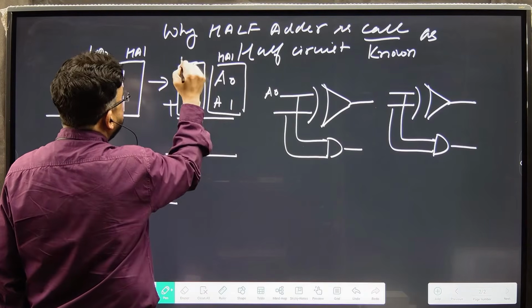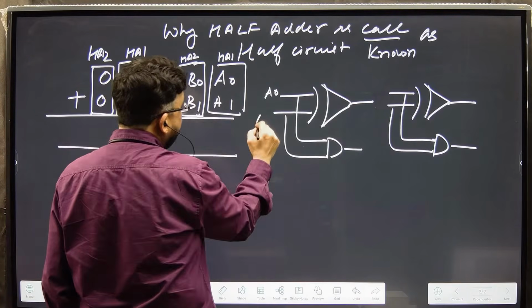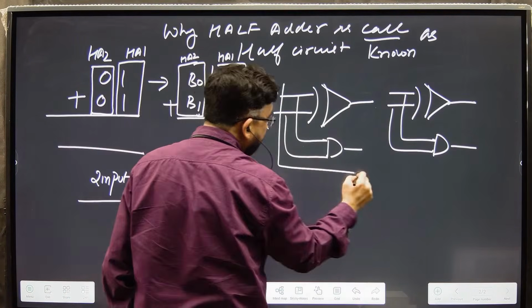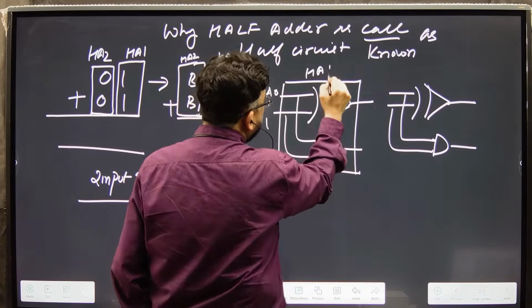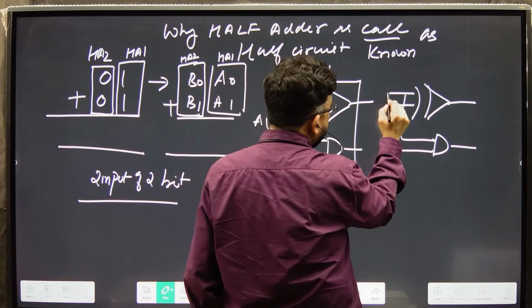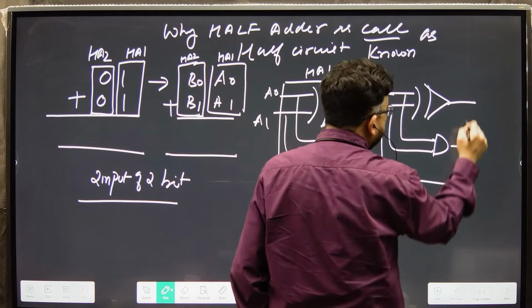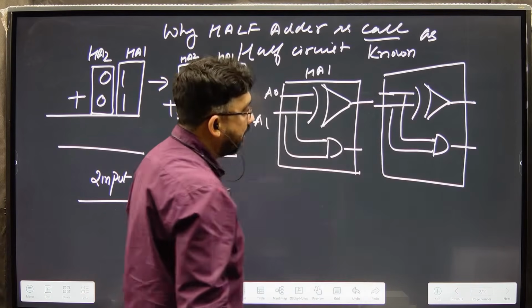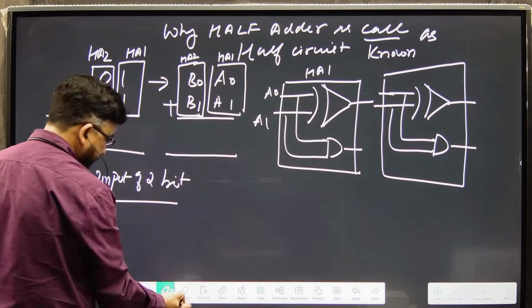HA1 and HA2. So A0, A1. This is my half adder 1, and this is my half adder 2. Still I have not connected them. I have not connected any input or any output.